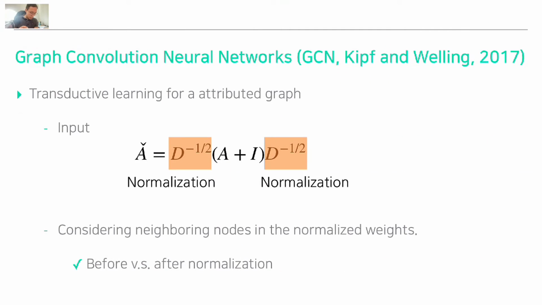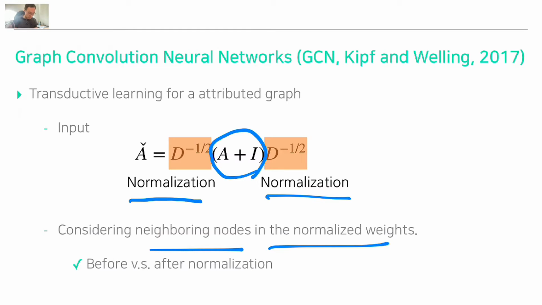Let me explain one by one. So first of all, we take the normalization from the A plus I input. It is to consider neighboring nodes in the normalized weight.